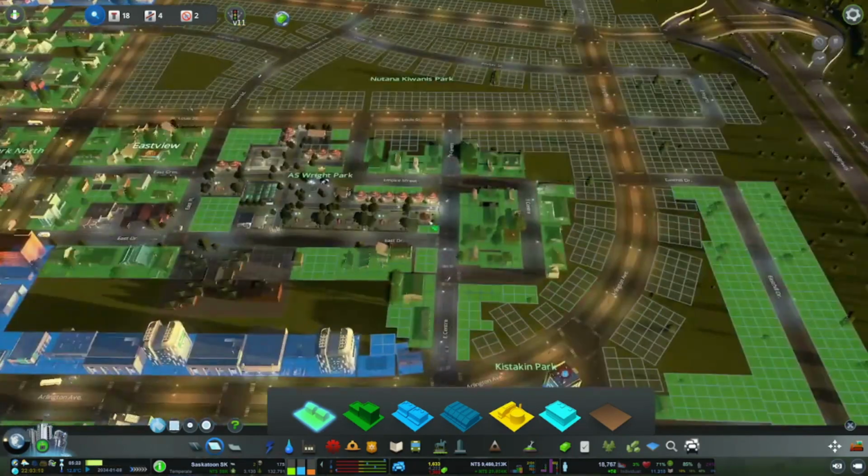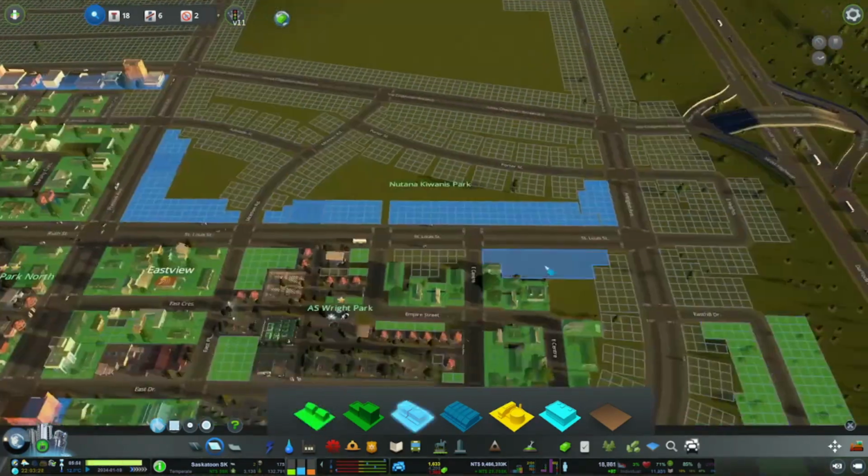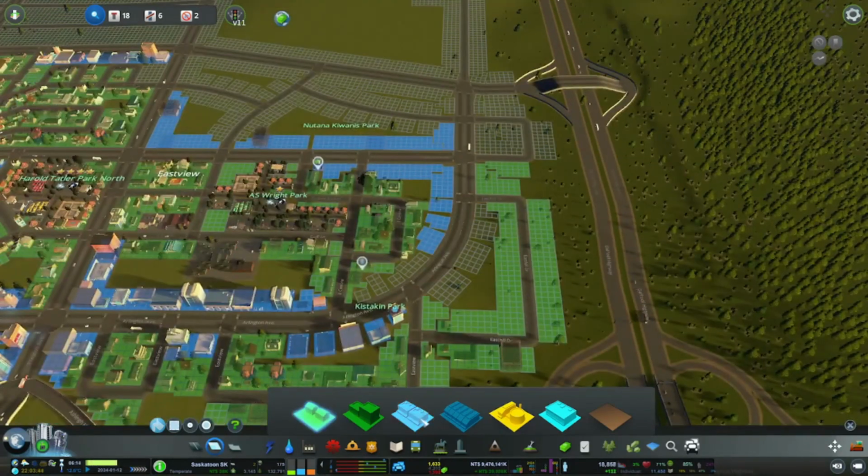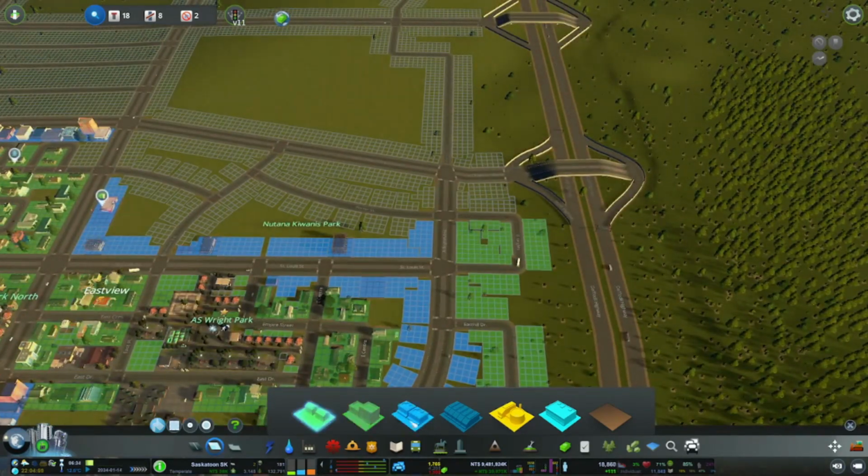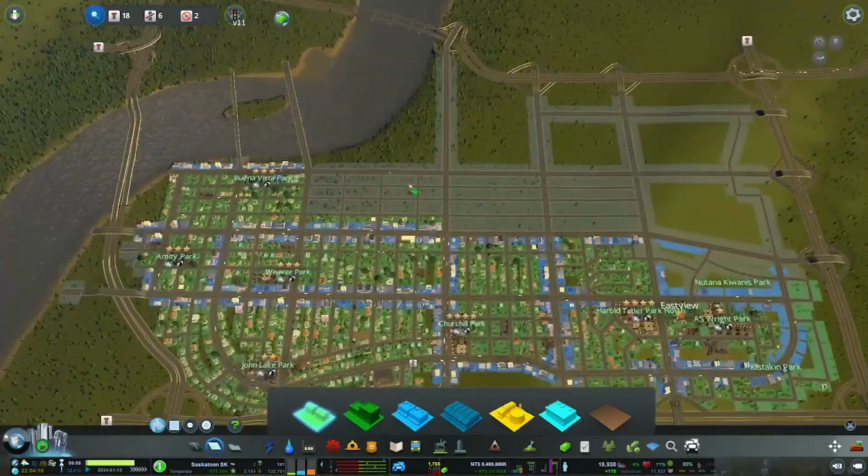I hope that you found this video helpful on how to set up a bus transit hub for your city. Setting up a bus transit hub is a good place to start to making your transit system, and I recommend it for smaller cities.